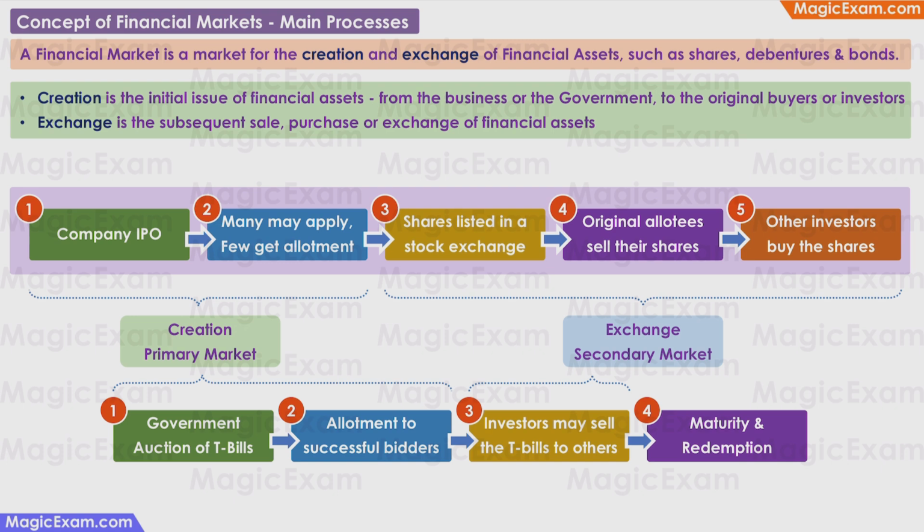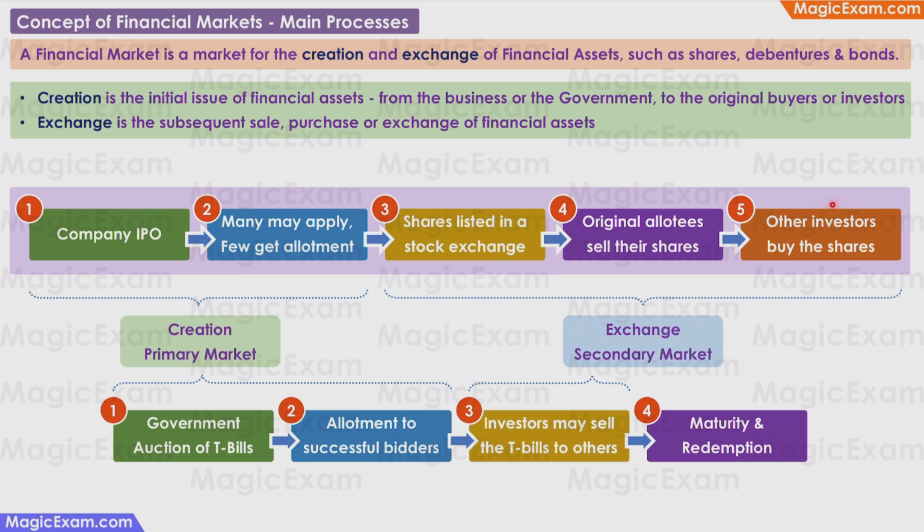After the allotment, the shares are listed in a stock exchange. And because there are so many more people who are interested in buying the shares but did not get the original allotment, there is a huge demand in the market. And the prices of the shares which are listed on the stock exchange quickly increase. The original allottees sell their shares at a profit and other investors can buy those shares. This is the exchange process.